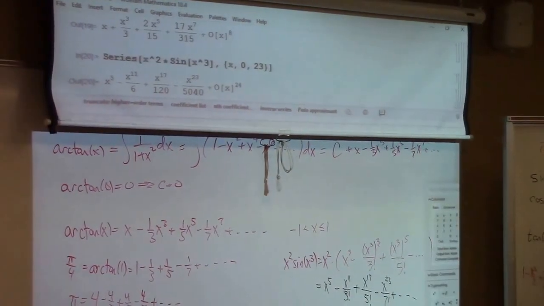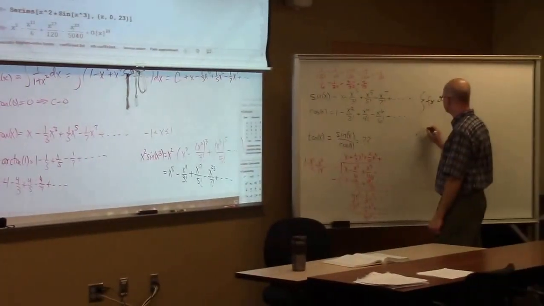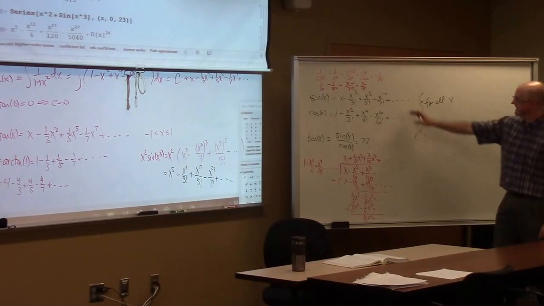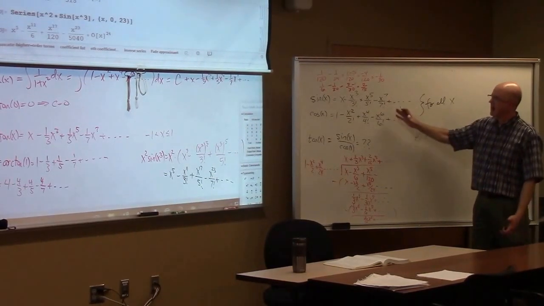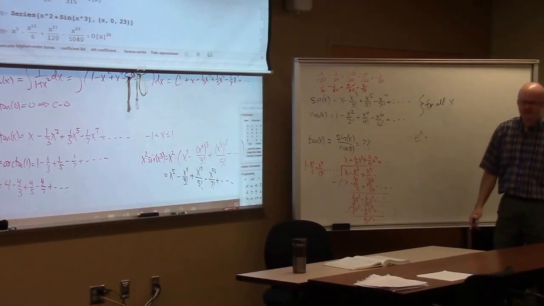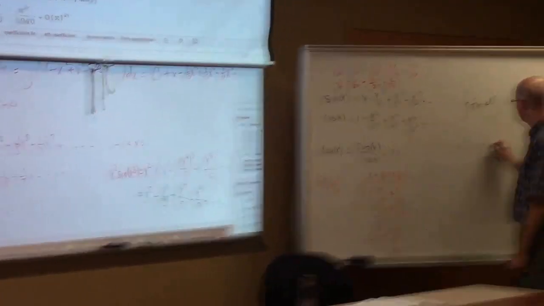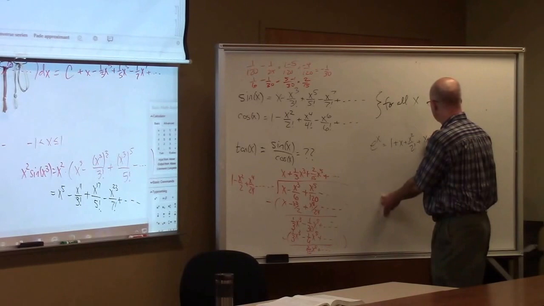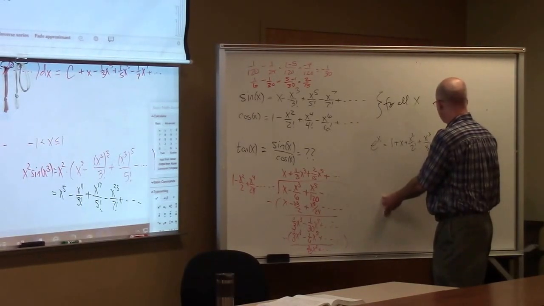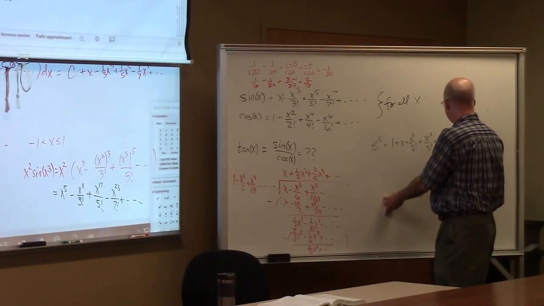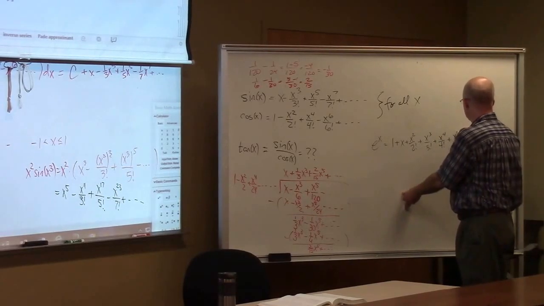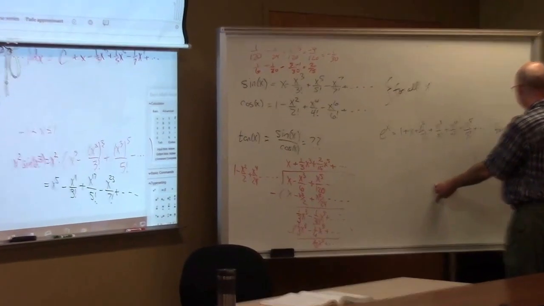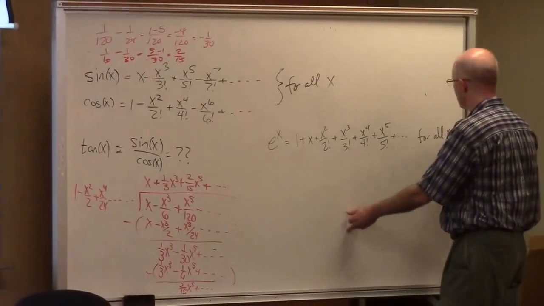These are true for all x. There's a series that's kind of similar for e to the x that is also true for all x. In fact, it's essentially these combined with all plus signs. This equals e to the x for all x. Another amazing fact that you should know.